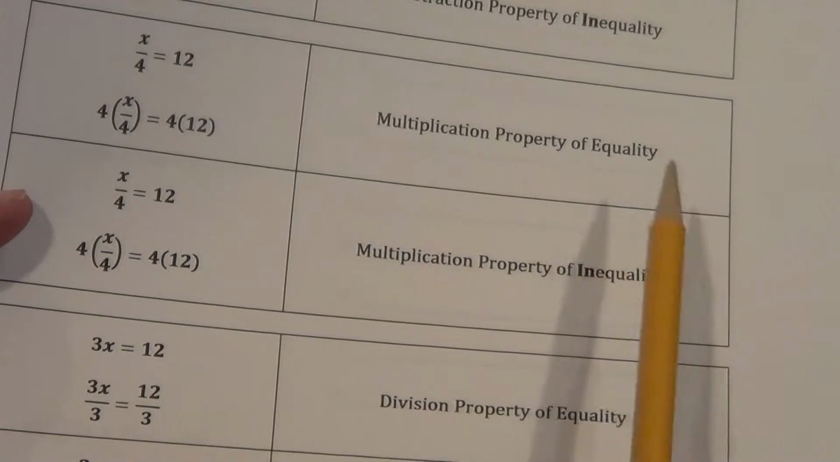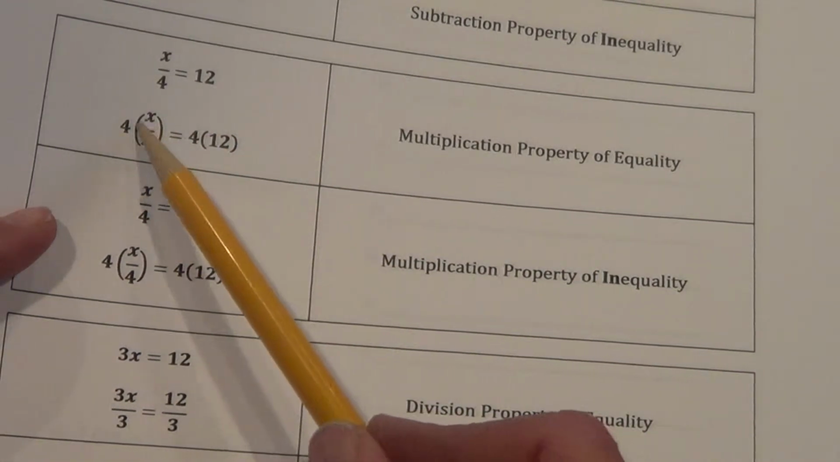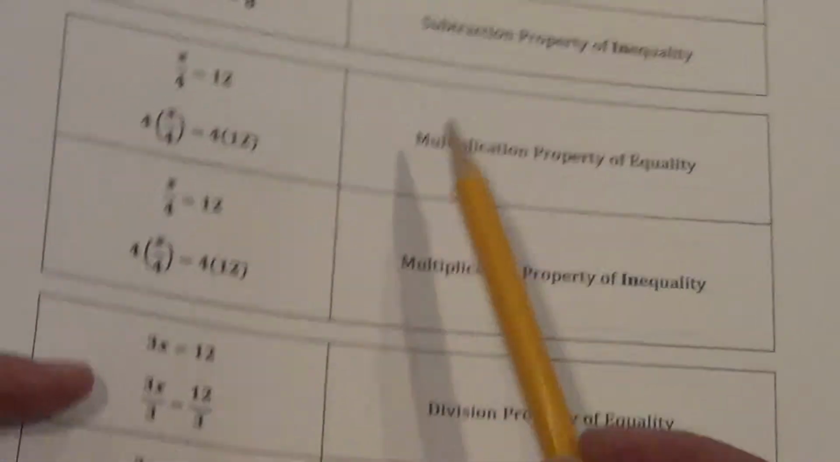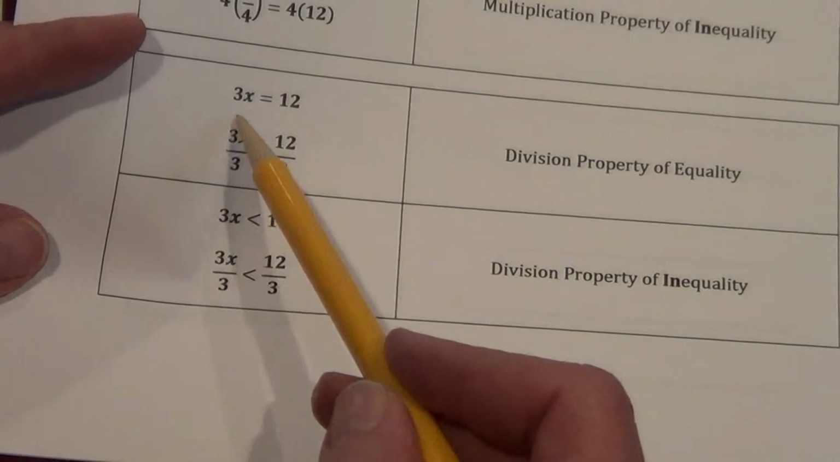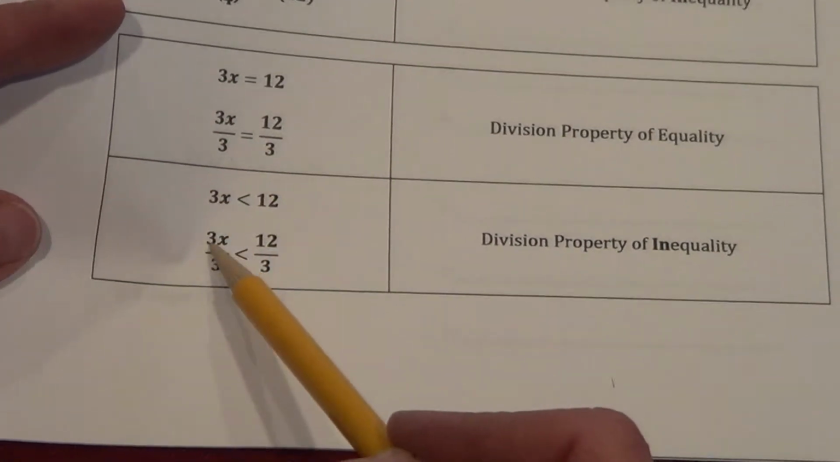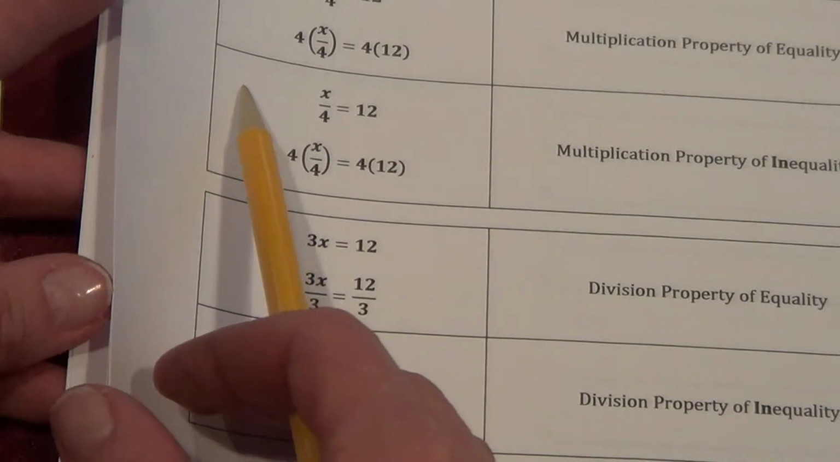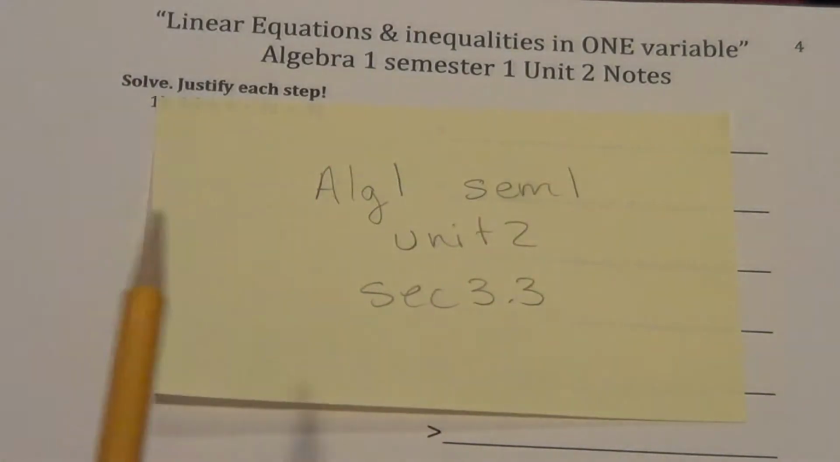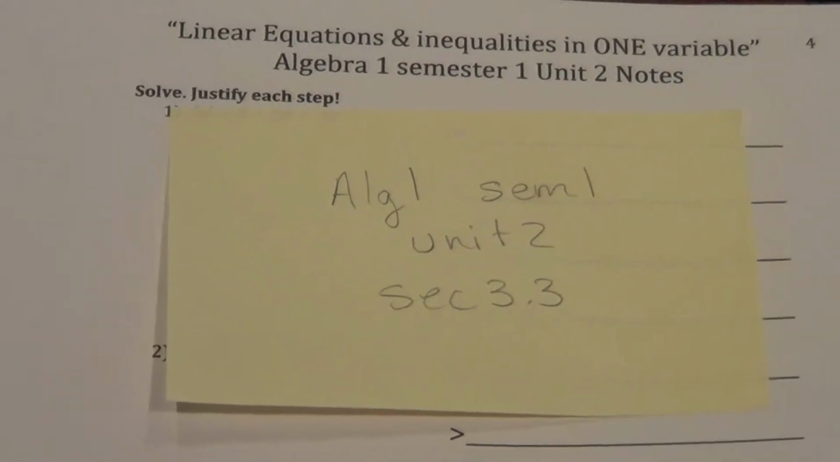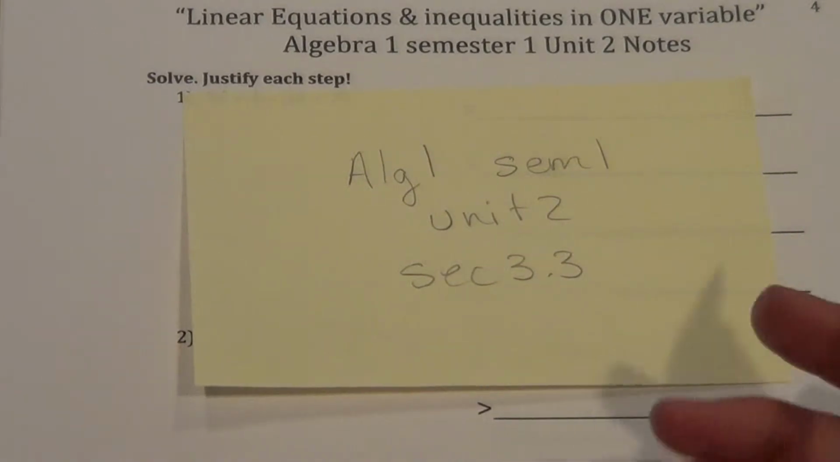Multiplication property of equality or inequality is anytime you need to multiply to get that x by itself. And division property of inequality or equality is anytime you need to divide in order to get that x by itself. So those should go on flashcards, some type of memorization. Most students in my class have no problem remembering them after they've practiced them enough. You are required to label everything that you solve in this unit. It really improves your accuracy.